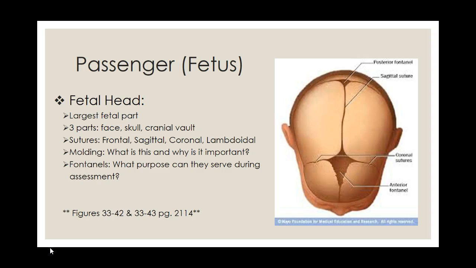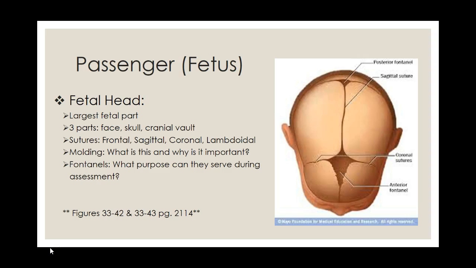The sagittal suture is that suture right down the top of the head between the anterior and the posterior fontanelle. Your coronal sutures are in the front on either side of your anterior fontanelle. And then the lambdoidal sutures are in the back on either side of the posterior fontanelle. And the fetal head lends itself very well to something called molding. Molding is the ability of the fetus's head to sort of change shape as it comes down the birth canal.